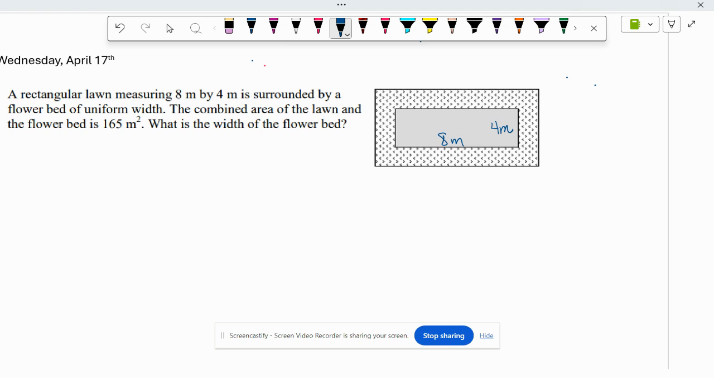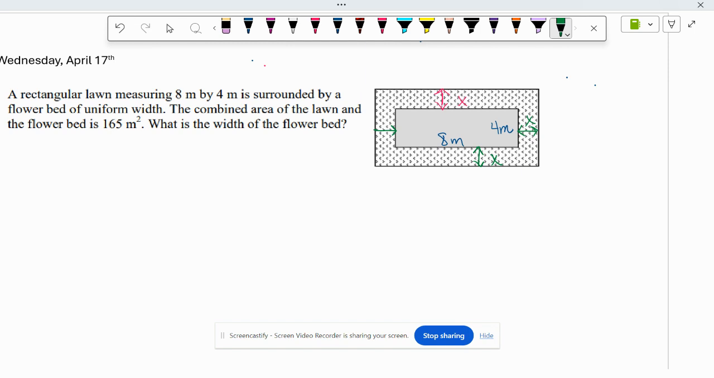We don't know what that measure is, but I'm going to call it X. So that means I'm adding a width of X here. I'm adding a width of X right here. I'm adding a width of X right here. And I'm adding it right here. So, of course, what happens?